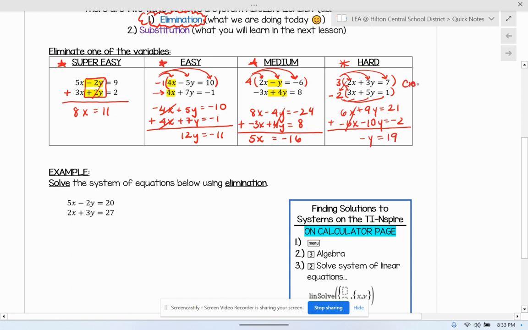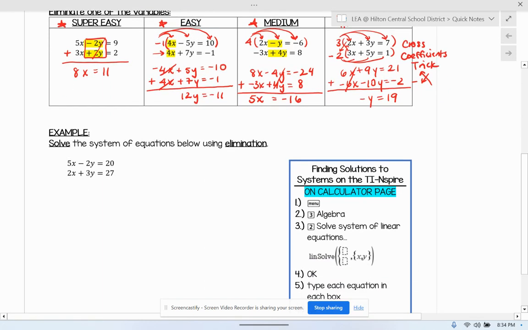So remember, when you really feel like nothing is obvious to you, you can always do the cross coefficients trick. You send one coefficient down, the other coefficient up, and make one of them negative. Okay? That's like your Hail Mary pass.